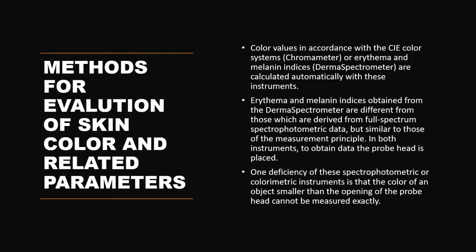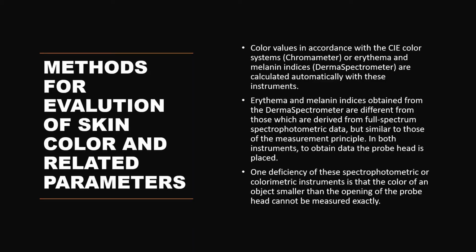Now the color values in concordance with the CIE colorimetric indices, color systems, or erythema and melanin indices are calculated automatically with these instruments. So from the first instrument which we have discussed previously, we can calculate the CIE indices values, and from the second instrument, that is the dermaspectrometer, we basically calculate the melanin indices. So erythema and melanin indices obtained from the dermaspectrometer are different from those which are derived from full spectrum spectrophotometric data, but similar in the measurement principle.